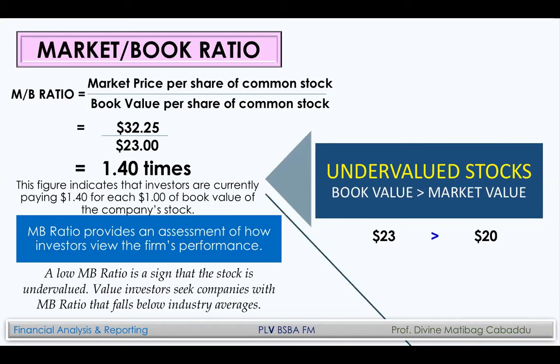Okay? Warren Buffett believes that we have to look for undervalued stocks. Pag sinabing undervalued stocks, hindi masyadong mataas yung market value ng company. Kumbaga, ano bang mas gusto mo? Magbabayad ka ng $20, ang makukuha mo ay $23 book value. Ito talaga yung worth ng company. Or maglalabas ka ng $32.25, ang kapalit naman na makukuha mo is $23.